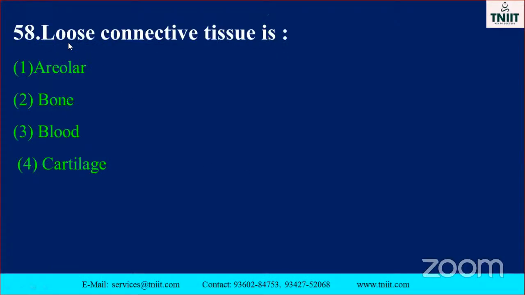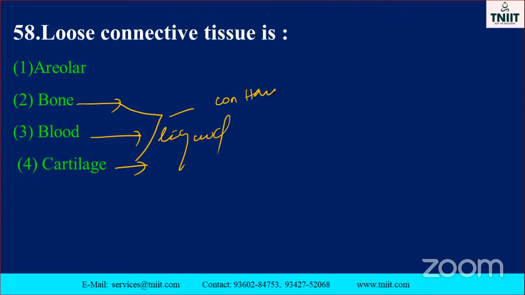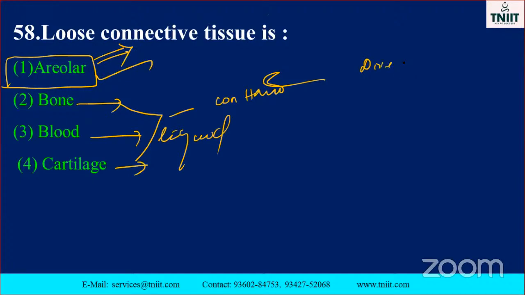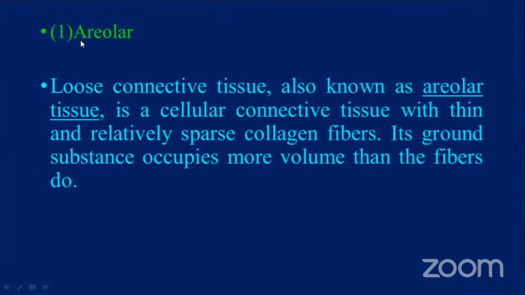Listen here. Loose connective tissue. See the question paper. Bone is here, blood is here, cartilage is here. Blood is a liquid connective tissue. Bone and cartilage are hard connective tissues. And areolar tissue is the loose connective tissue. So the answer is this one. This is a direct question. See the option: the loose connective tissues are also known as areolar tissues.